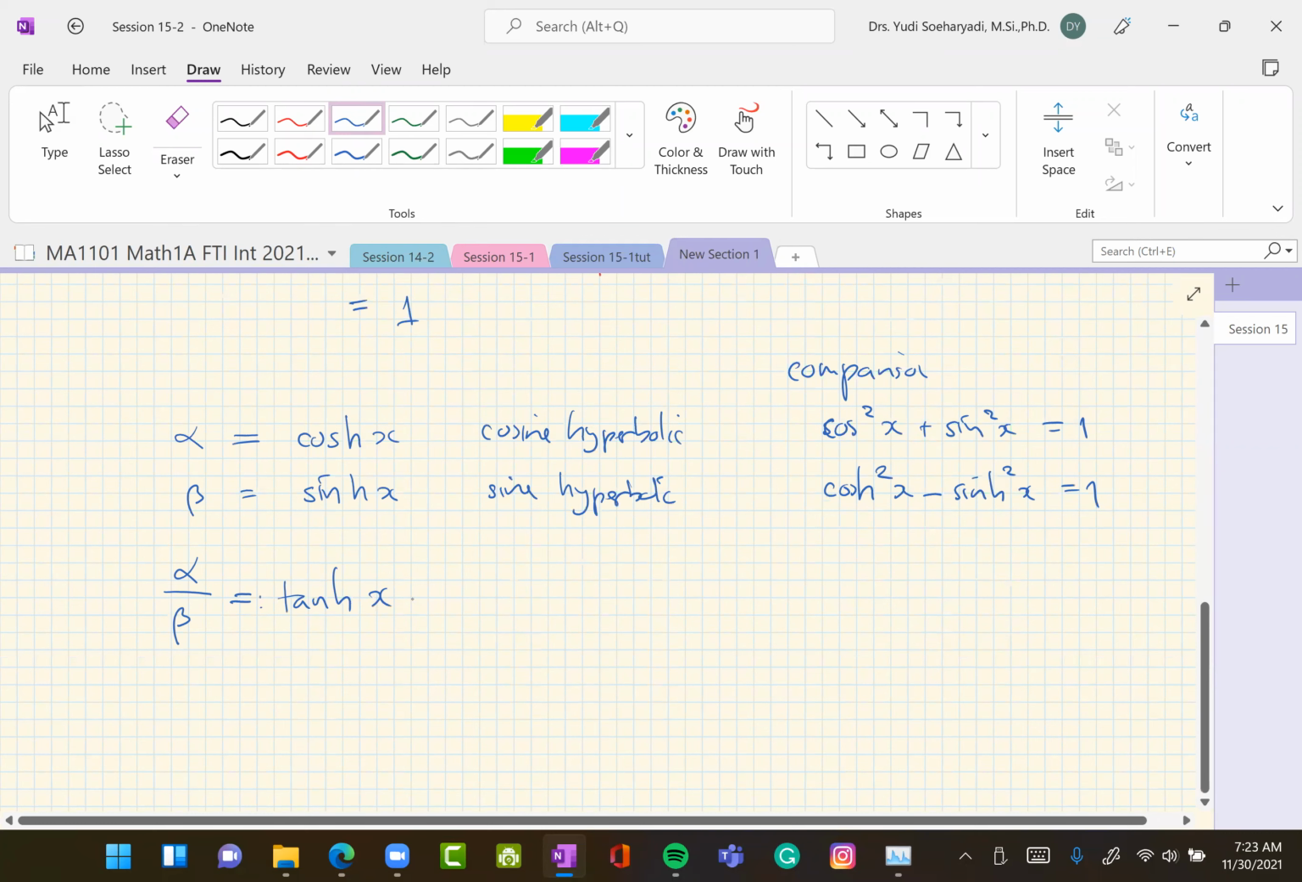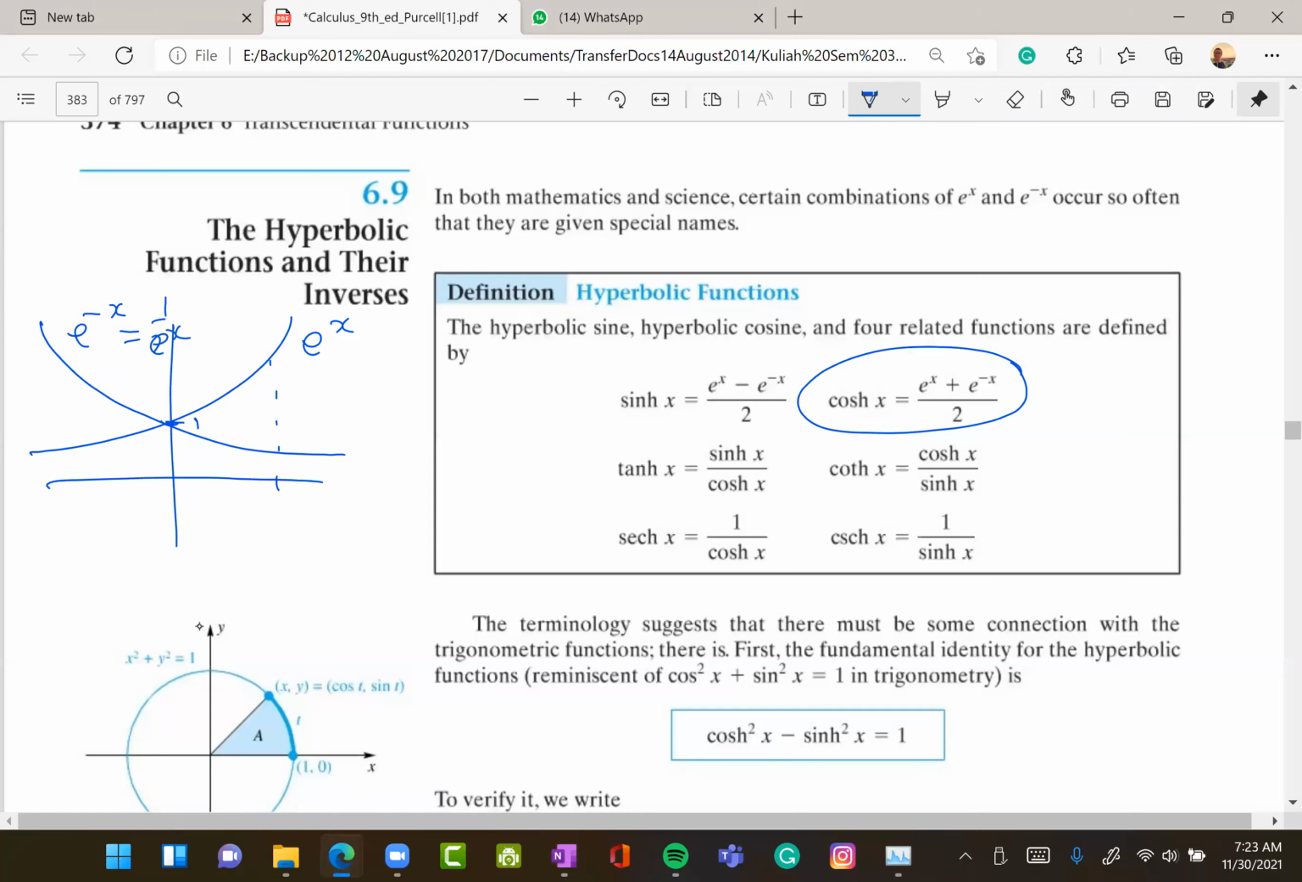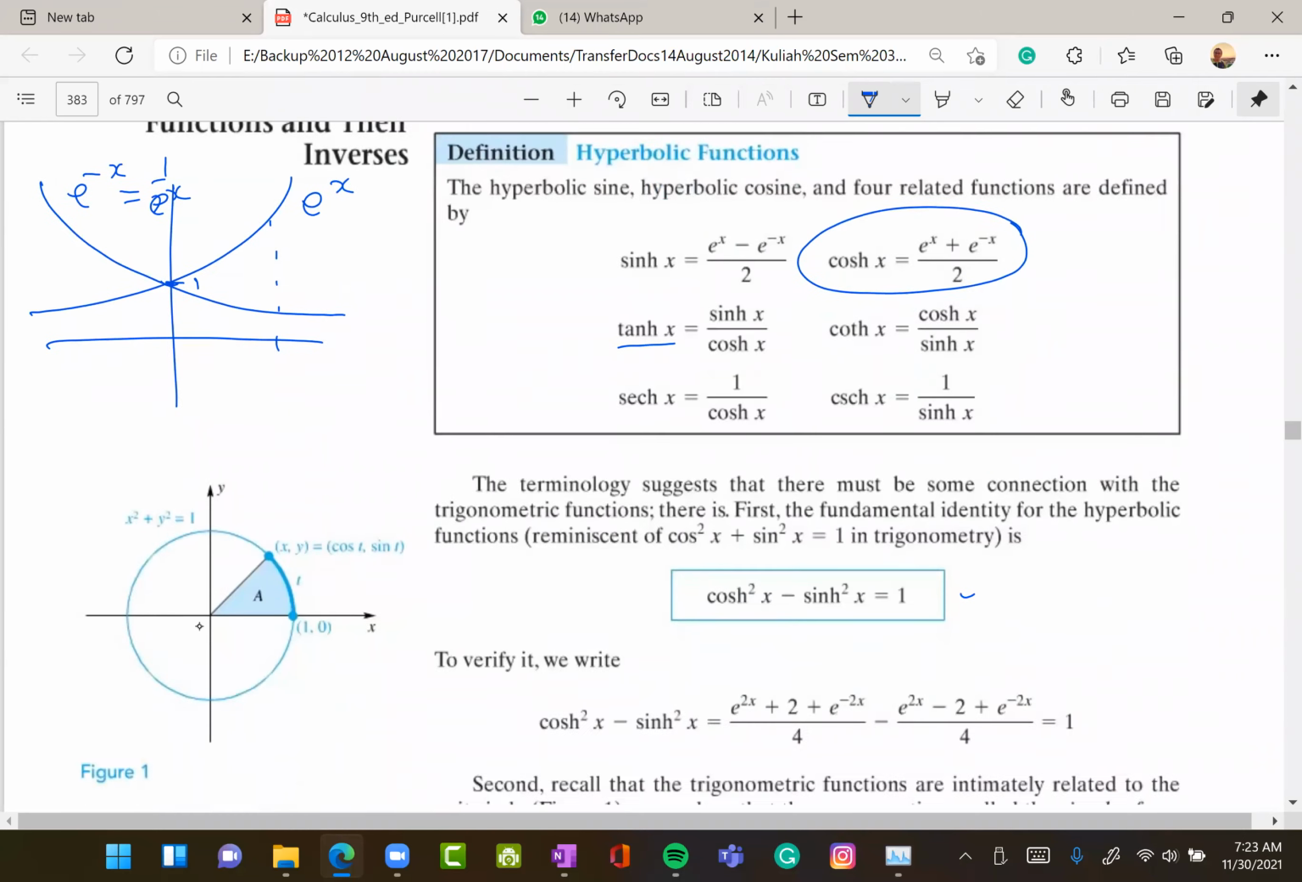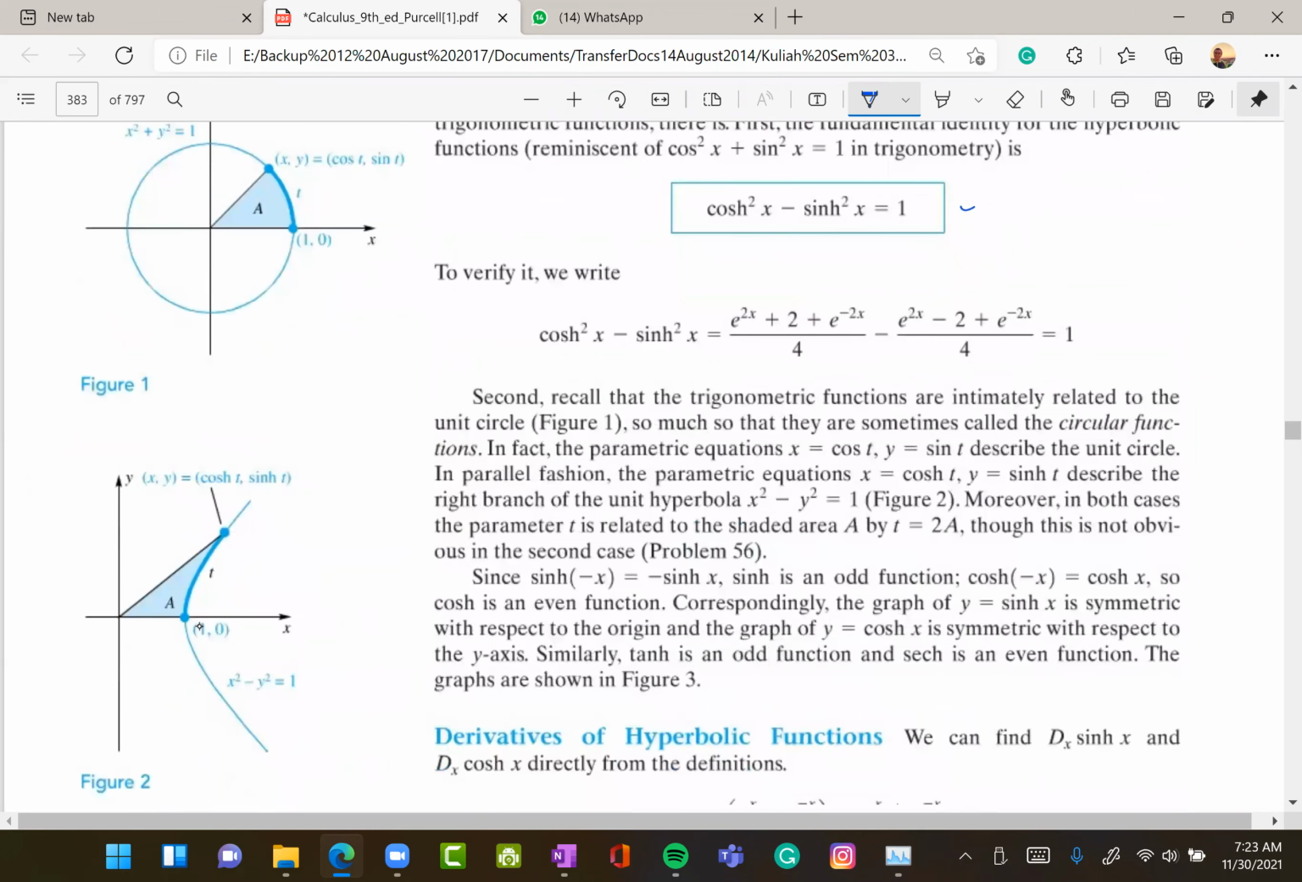So this, sorry, the other way around: sine over cosine. Okay, so it's the way we define trig functions. Tangent is sine over cosine, hyperbolic. Cotangent is cosine over sine. Secant is 1 over cosine. And we get this one. That's easy to verify.